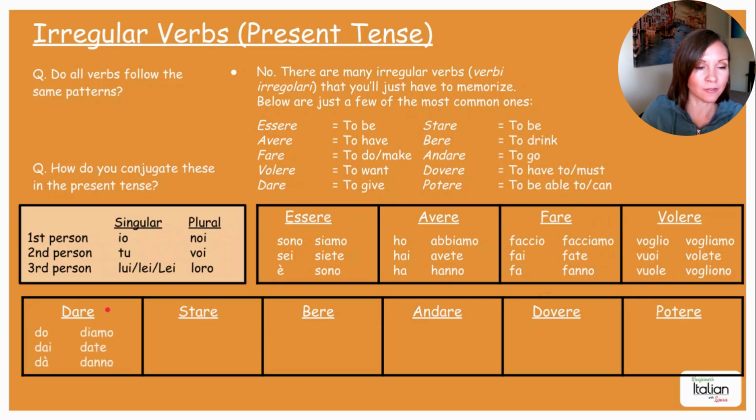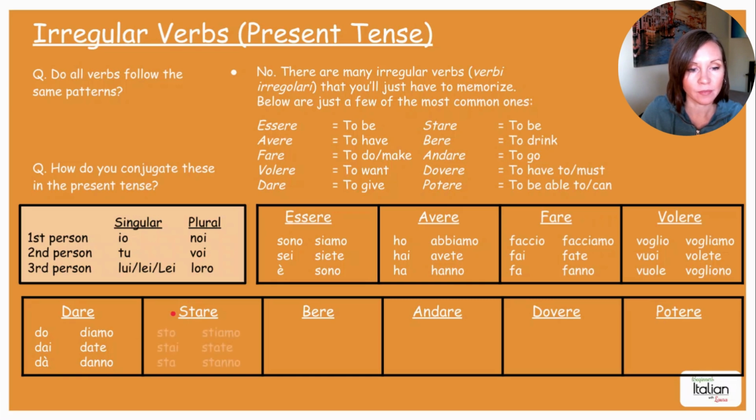Dare, to give. Okay, do, dai, dà, diamo, date, danno. Notice there's an accent on dà. That's to distinguish between this and from. So da also means from without the accent mark. With the accent, it means third person singular of dare. So do, dai, dà, diamo, date, danno.